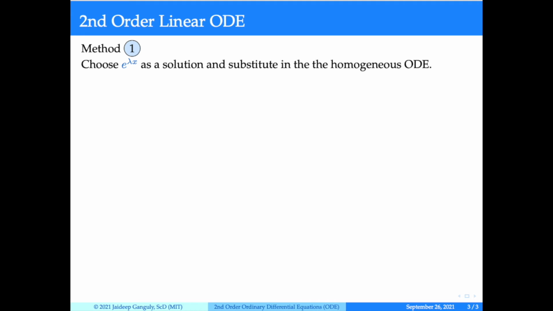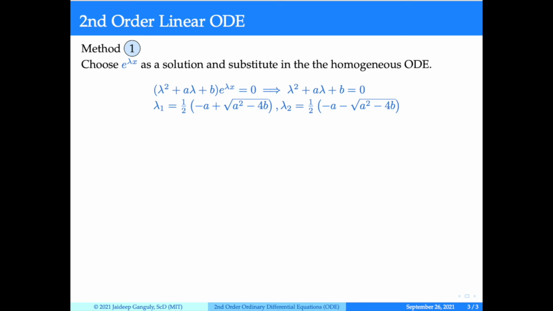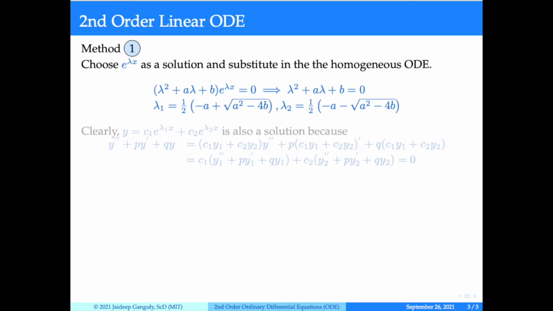Choose e to the power lambda x as a solution and substitute in the homogeneous ODE. The quadratic equation will yield 2 roots for lambda. The linear combination of each of the solutions corresponding to lambda is also a solution. The proof is simple.